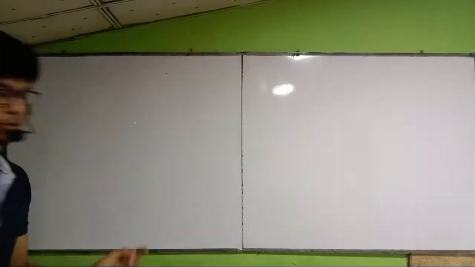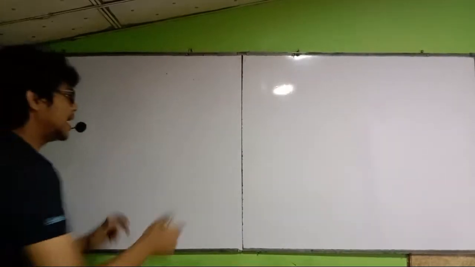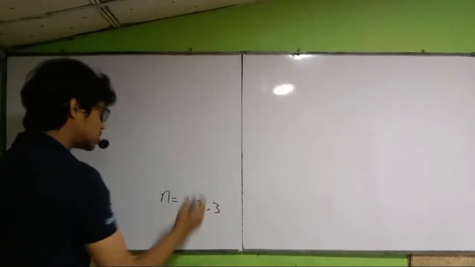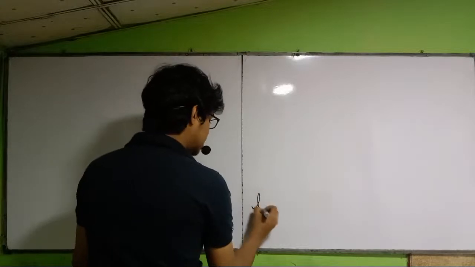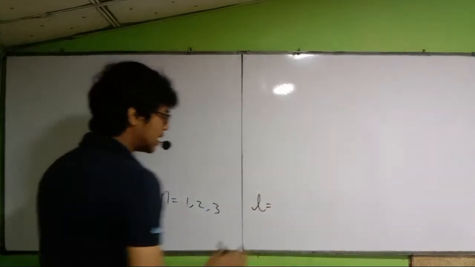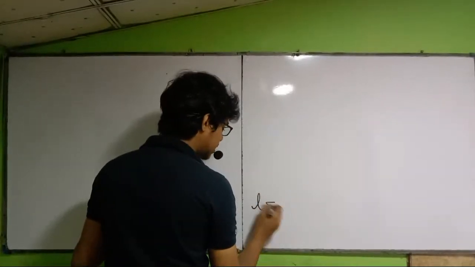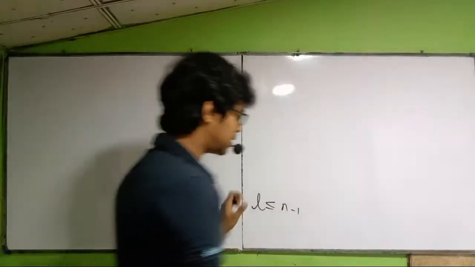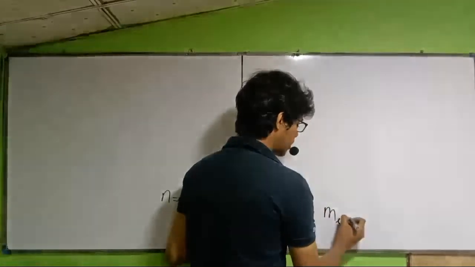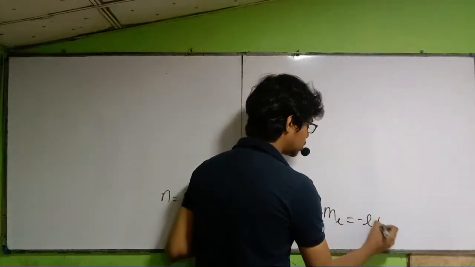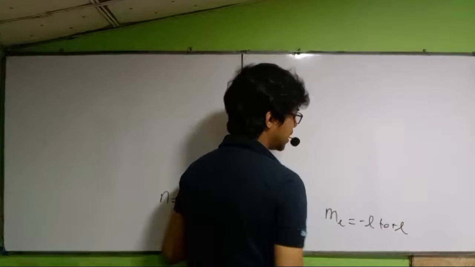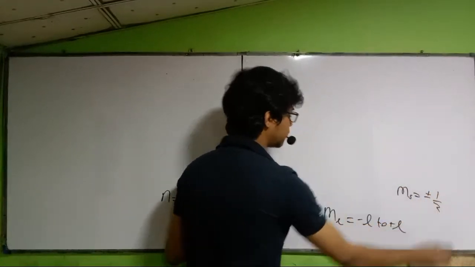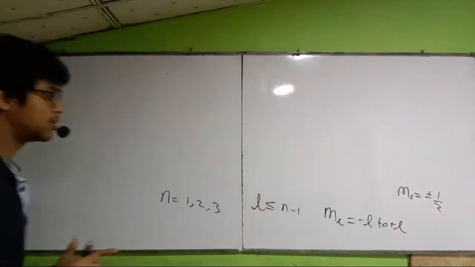People, you need to know the equations, right? n is the principal quantum number, n can be 1, 2, 3, you know that. Then what is the L value? L is always less than or equal to n minus 1. And M sub L is going to be minus L to plus L. M sub S is always equal to plus or minus half.